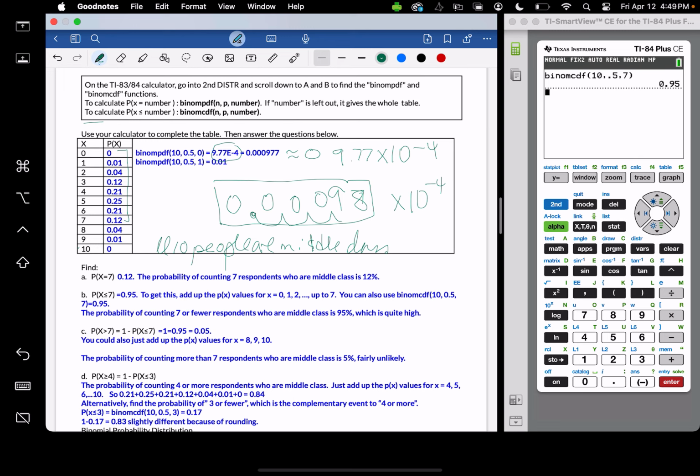Now, if I said, what's the probability that we get more than 7? It's going to be 1 minus our previous answer. 1 minus 0.95 is equal to 0.05. You could also just add up the p of x values for x equals 8, 9, and 10. So that would certainly be another way to answer that question, and you can see that that is 0.05.